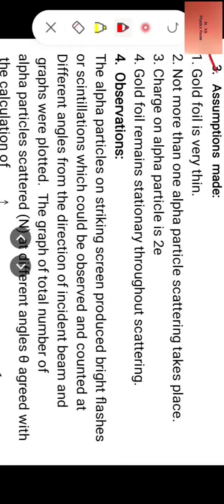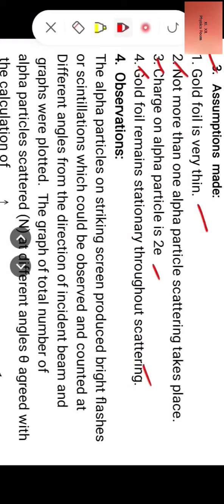Third, assumptions made. First, the gold foil is very thin. Second, not more than one alpha particle scattering takes place. Third, the charge on an alpha particle is 2e, where e is the charge on an electron or proton. Fourth, the gold foil remains stationary throughout scattering.